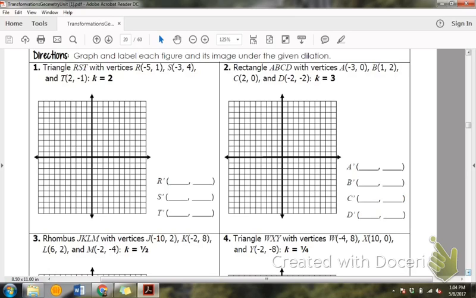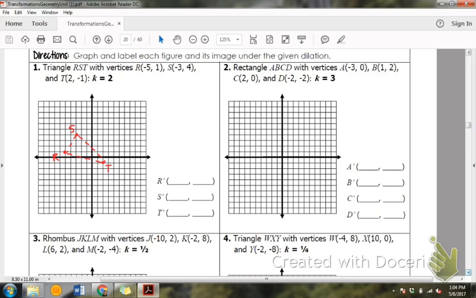R is at -5, 1. S is at negative 3, 4. And T is at 2. We typically use a dashed line to represent the pre-image. Okay, so there's your pre-image.